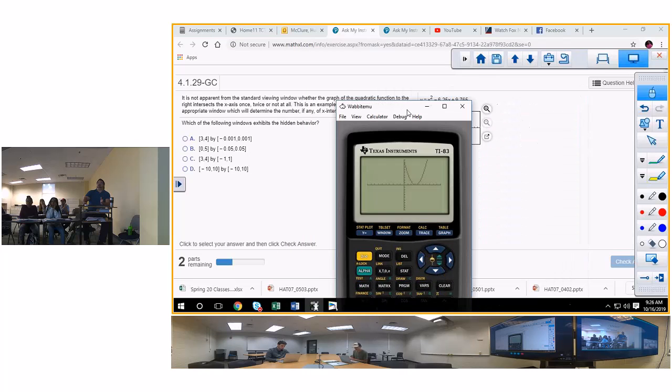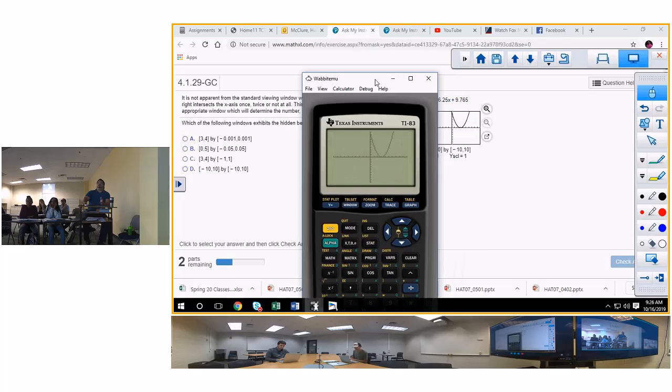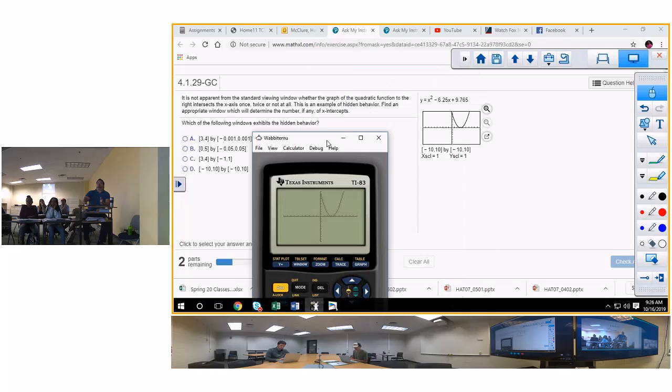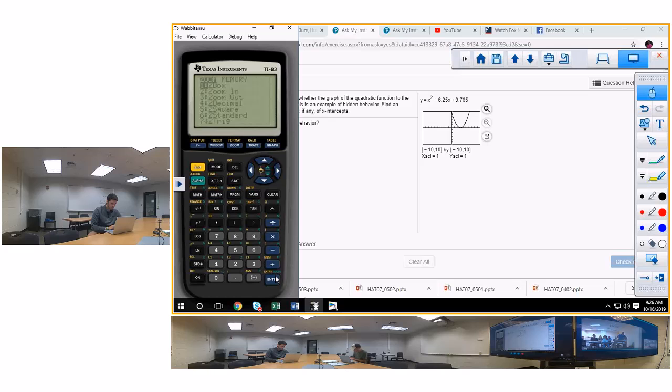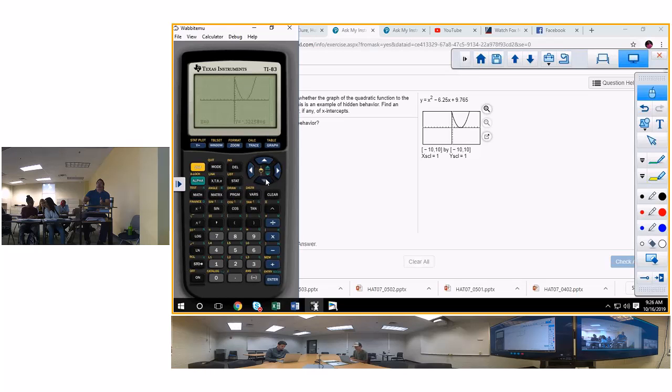Okay, it does say hidden behavior. Which of the following windows? Okay, so let's go in. I'm going to zoom, and I'm going to box. I'm going to go down here and find my cursor. I can't find my cursor. Where is my cursor? There it is. All right. I'm going to go way in here and hit enter.